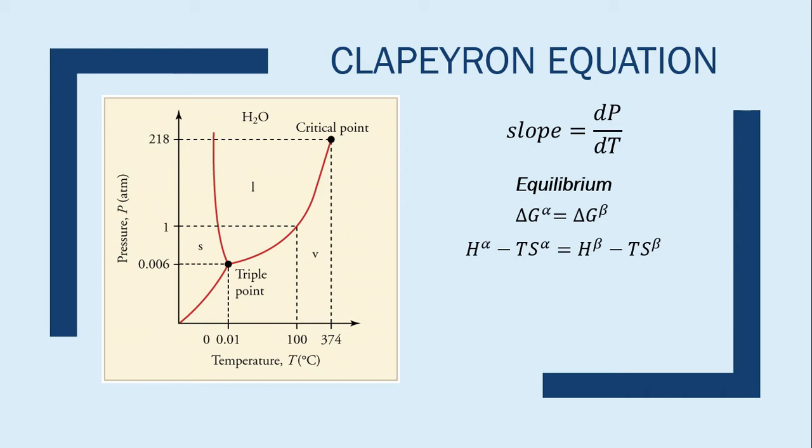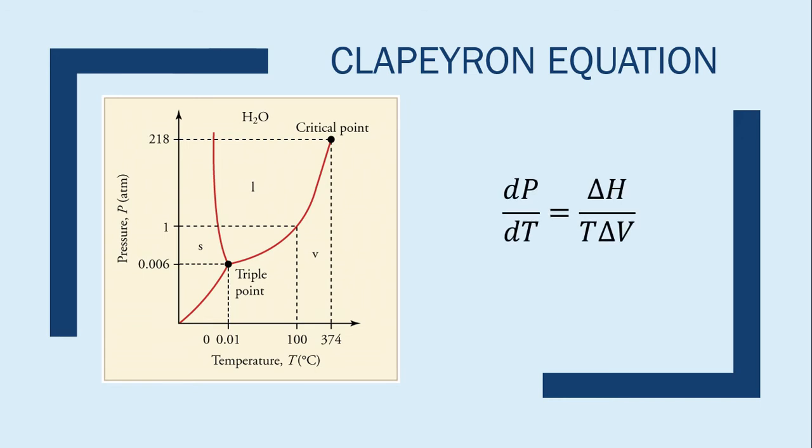Then, with Maxwell relations, we express the previous equation with the following variables. And knowing that the entropy is equal to the difference of enthalpy over the temperature, we relate both equations and we end up with the Clapeyron equation, which we can use to analyze the phase boundaries in a phase diagram.